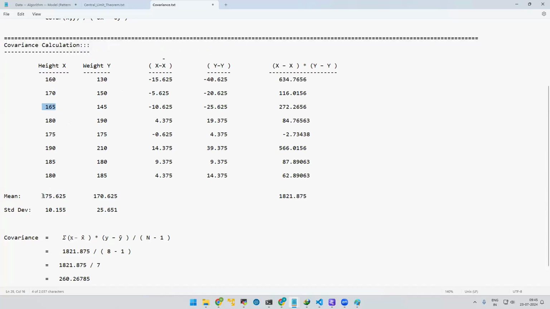165 minus 175.625 is minus 10.625. 180 minus 175.625. So we need to calculate for all the values. Any questions on this?